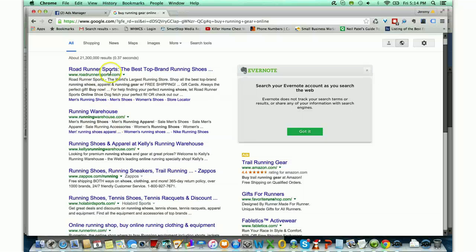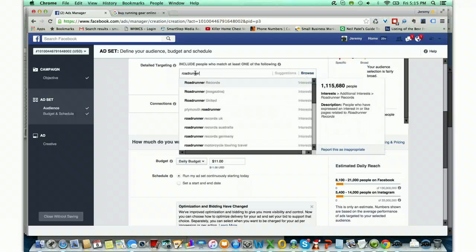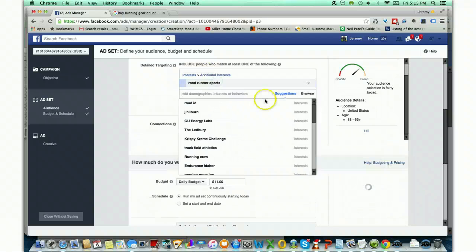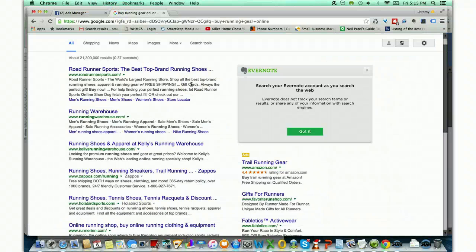So the top one up here is Roadrunner Sports, which bills itself as the world's largest running store. If I go into the Ads Manager and type in Roadrunner Sports, it doesn't come up as one word, but it does show up when I do it separately. All right. So we talked about targeting by objective and intent. Now if I'm selling a running product, a physical product, I'm targeting a website that people who buy from this website, have visited this website, or are fans of this website, they're in that audience, okay?